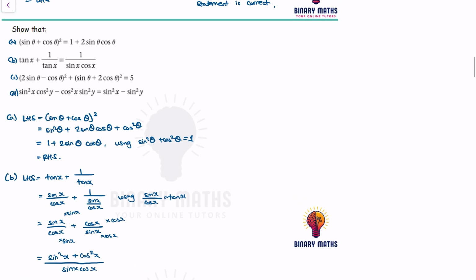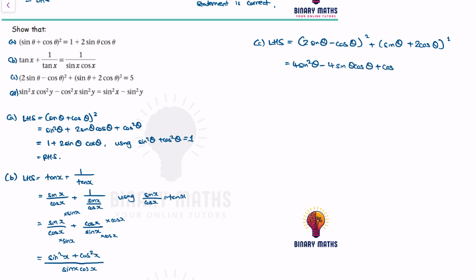Okay, let's go for C now. Let's do C here. C, which side looks more complicated? Obviously the left hand side looks more complicated. So left hand side is equal to 2 sine theta minus cos theta all squared plus sine theta plus 2 cos theta all squared. Now if I expand it, I get 4 sine squared theta minus 4 sine theta cos theta plus cos squared theta.